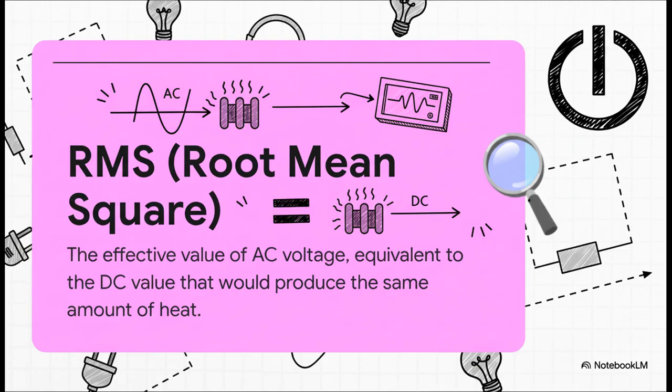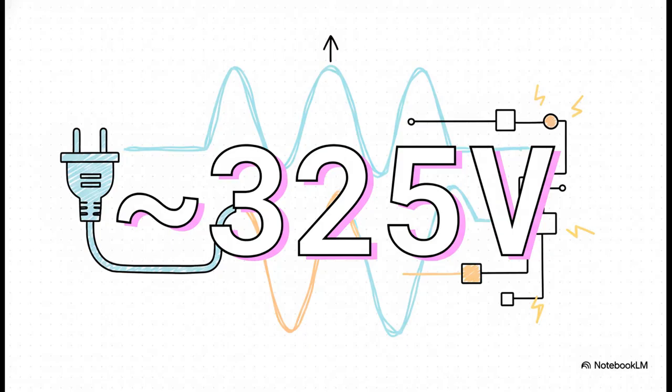All right, so if 230 volts is just the effective value, what's the actual peak voltage that's zapping your devices every cycle? Get this, it's way higher. The peak is the RMS value times the square root of 2. So that means your friendly 230-volt outlet is actually hitting a peak of around 325 volts. Yeah, that's the real top of that electrical wave.